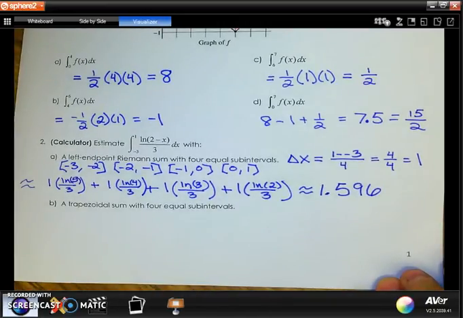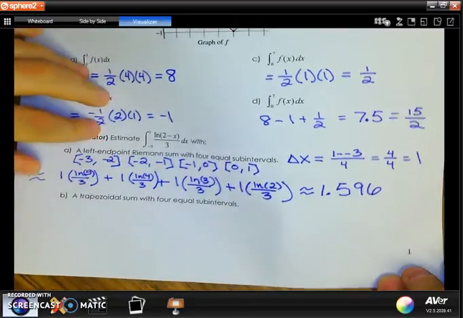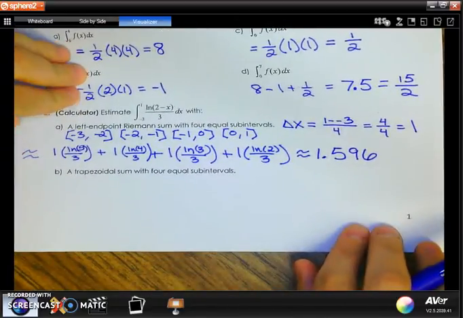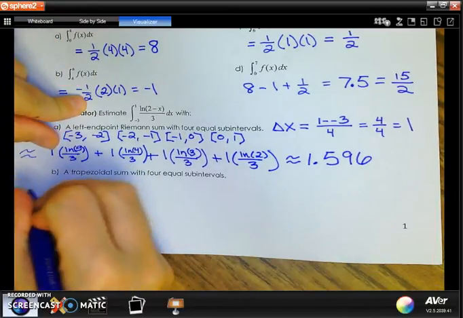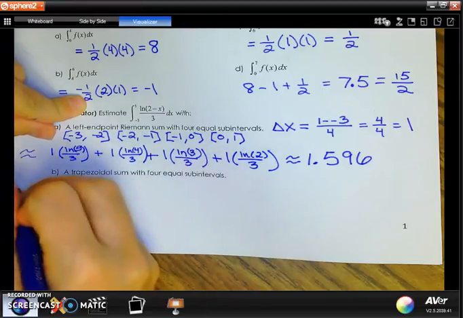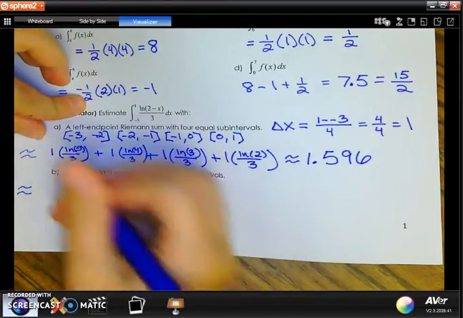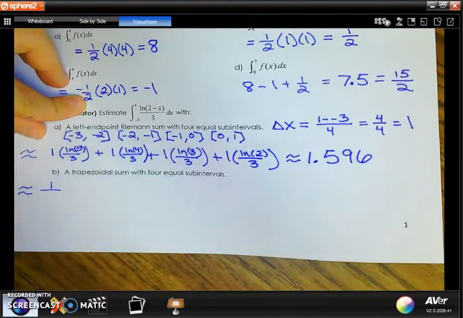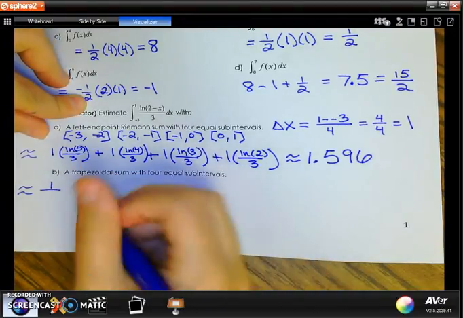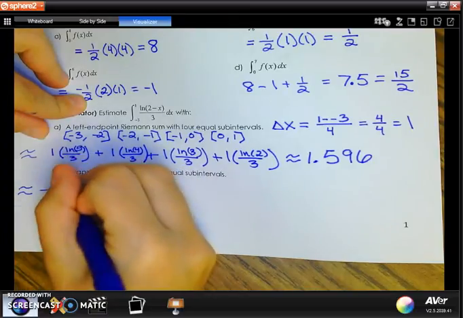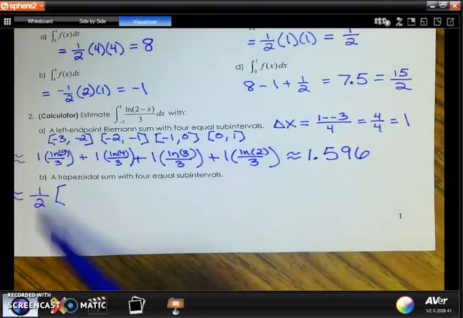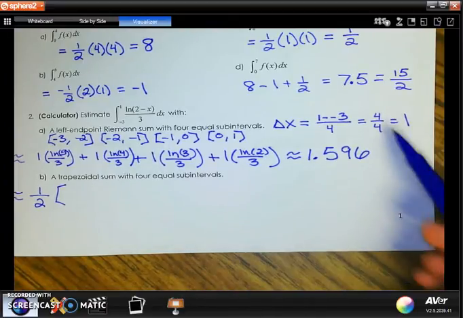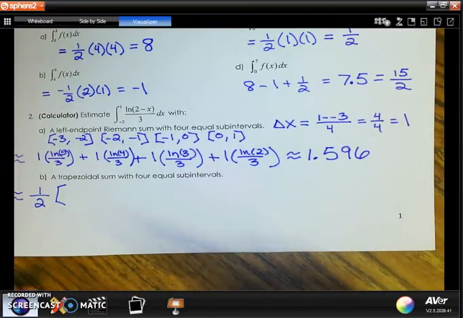Okay, for the trapezoidal sum, remember there's a slightly different formula there. Yes, you need to know that formula. It is not given to you, so you'll just need to know it. And for this one, we're going to say that this integral there is approximately, okay? So the trapezoidal formula says it's 1 over, so that'll be a half there. Because that formula is delta x over 2, and in this case my delta x happened to be a 1, so I have a 1/2 out front.